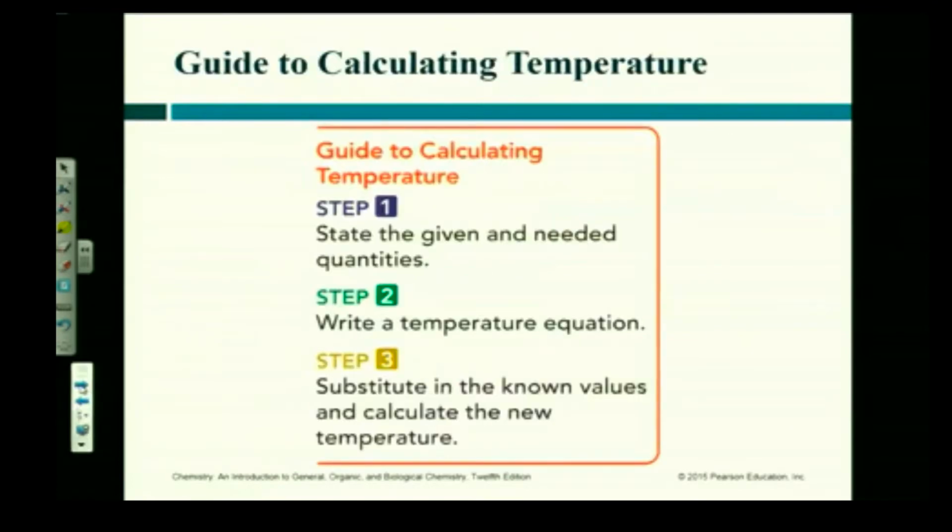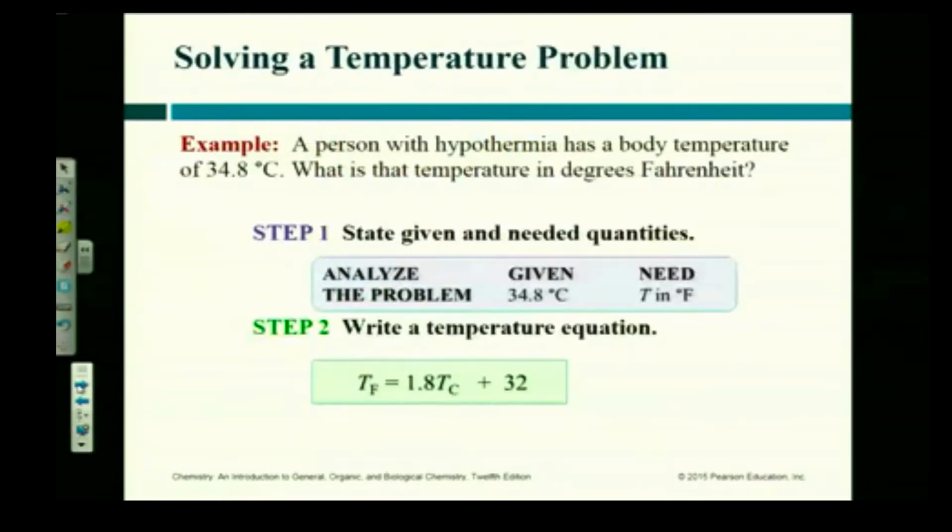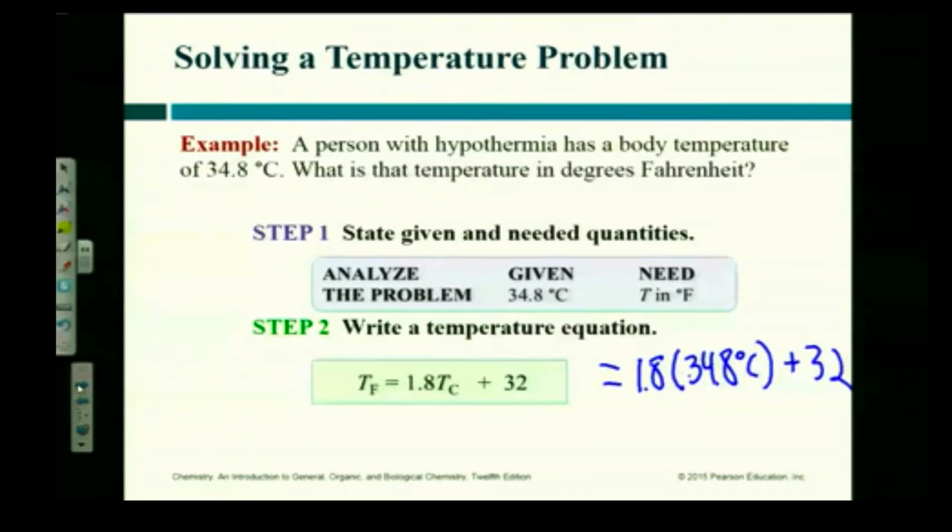Okay. So a person with hypothermia has a body temperature of 34.8 degrees Celsius. What's that temperature in Fahrenheit? Work that out real quick. So what do you do? Multiply 1.8 times 34.8 and then add 32 to it. So the answer is? 94.6.